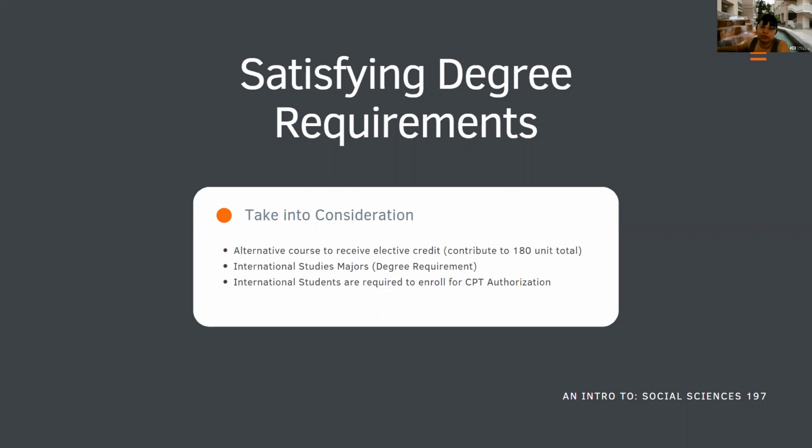Another note for international studies majors. If you are identified as an international studies major, as part of your degree requirement, you're required to do an experiential component for your degree. One of the ways that you could satisfy that is through an internship at a nonprofit or international-related agency or organization. And the course that you would have to enroll in is Social Science 197.